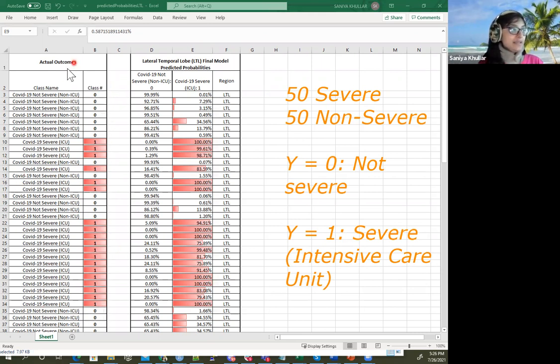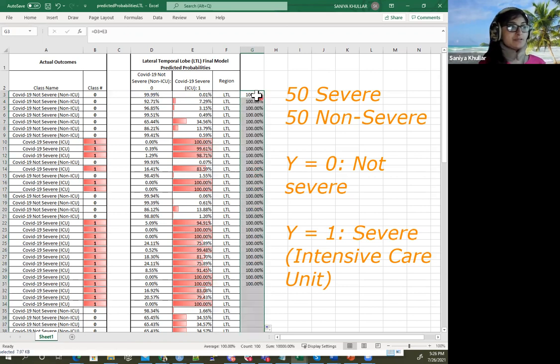And that's the actuality. And then from my model, using the predicted probabilities for the lateral temporal lobe, one of the brain regions that Professor Wang and I investigated for COVID-19 severity prediction. We used a prediction model that is a support vector classifier. It returns predicted probabilities that an individual has severe COVID or not. As you see here, these probabilities should sum up to 1, or 100%.